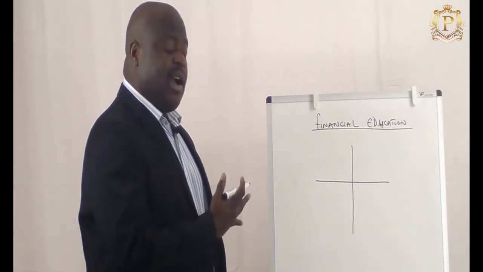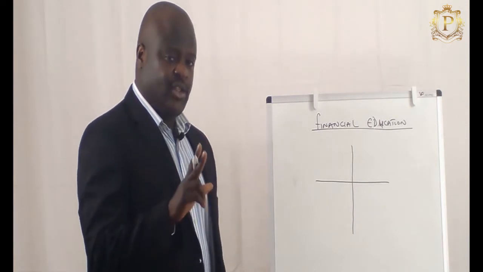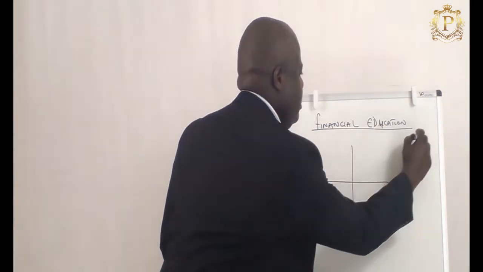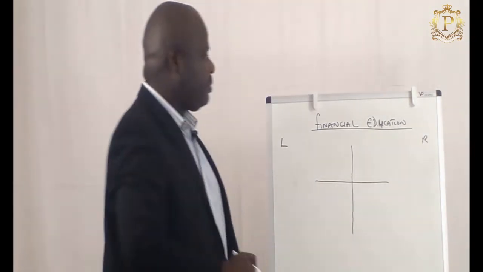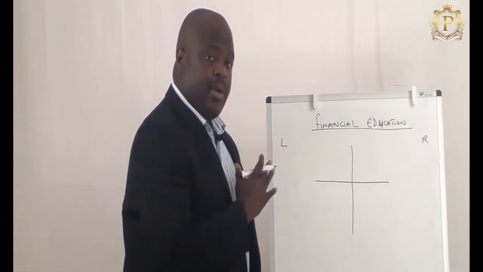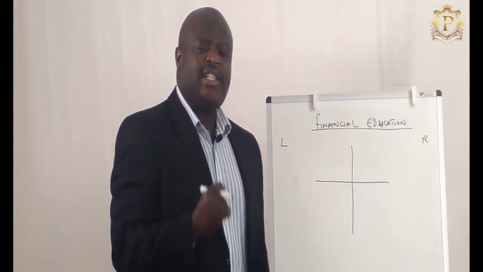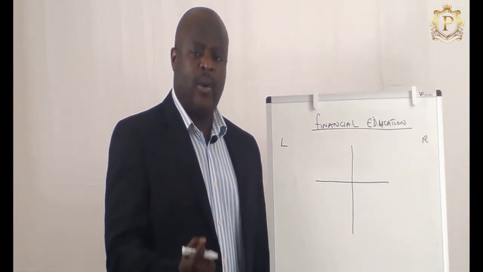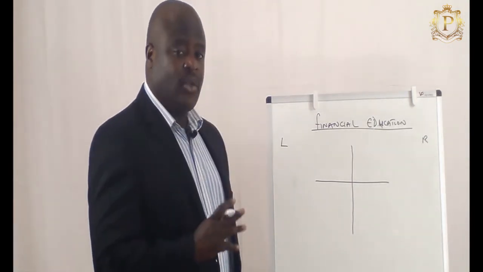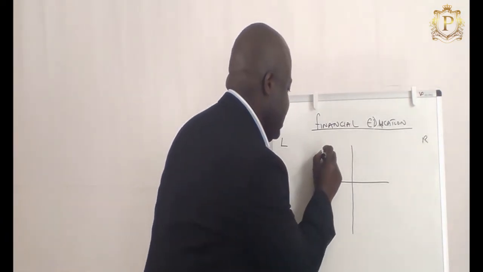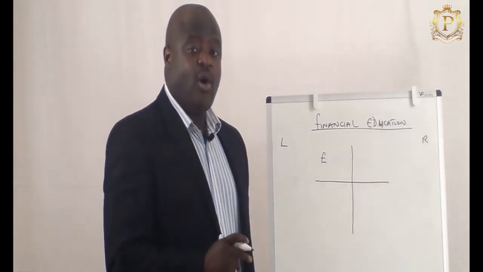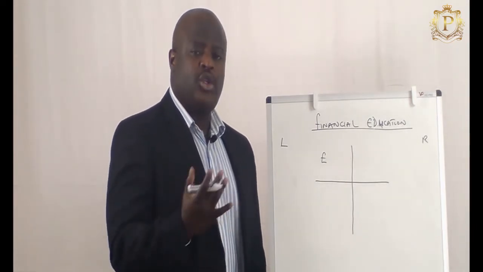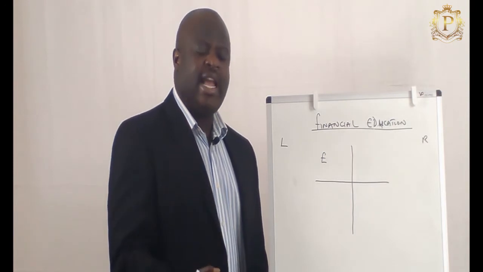So, the cash flow quadrant, there are two sides to it: the left side and the right side. These two sides let you know how money is actually made. What do I mean? On the left side of the quadrant, you have the E, which stands for earned income. This is for people who work. You go to work and they pay you money at the end of the month.